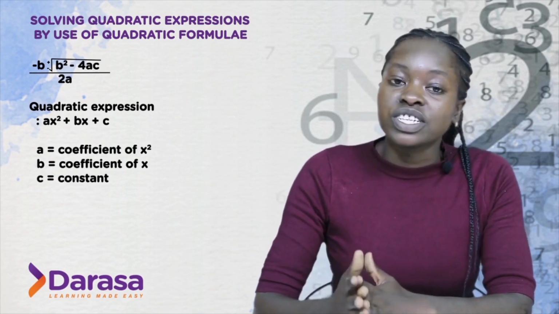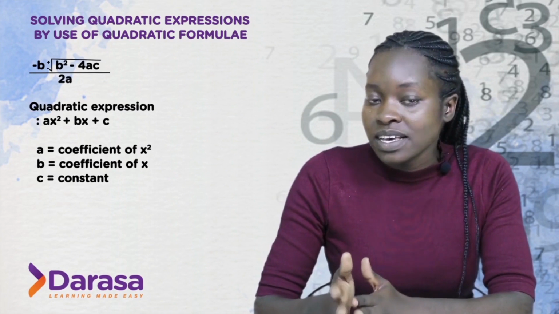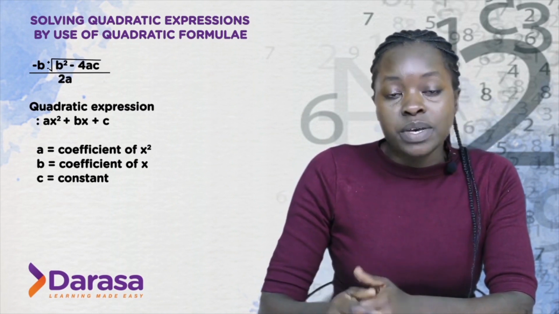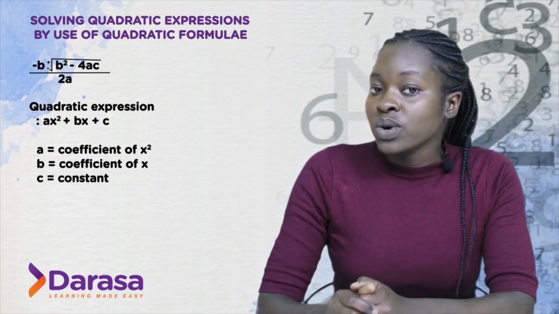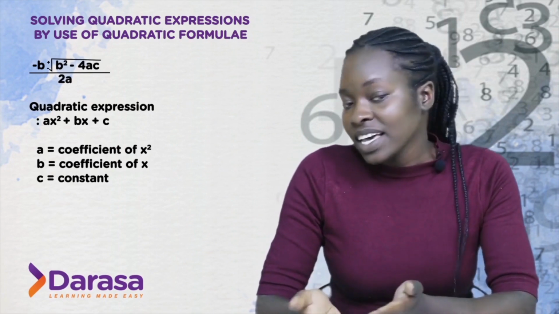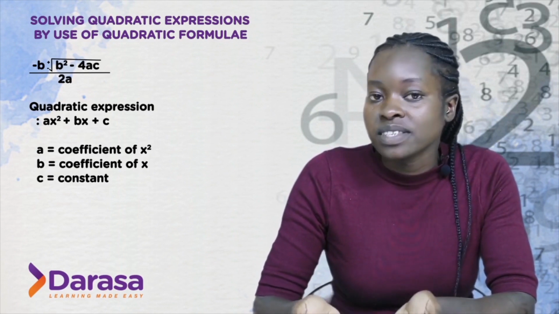So when you're having your quadratic formula, which is negative b plus or minus the square root of b squared minus 4ac all over 2a, you identify your a, b, and c, and you simply replace them in your quadratic formula. So it's very simple.